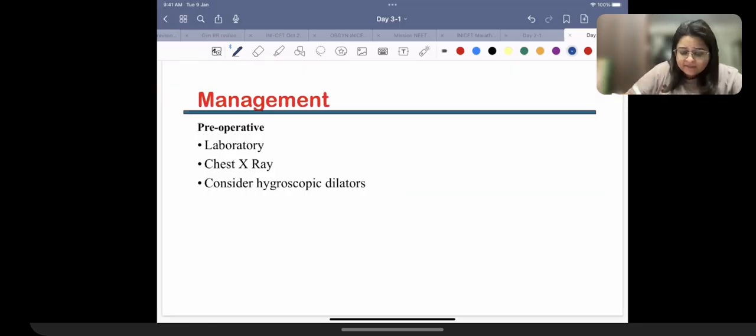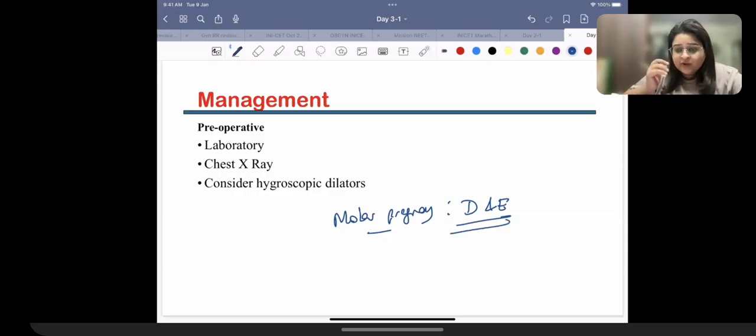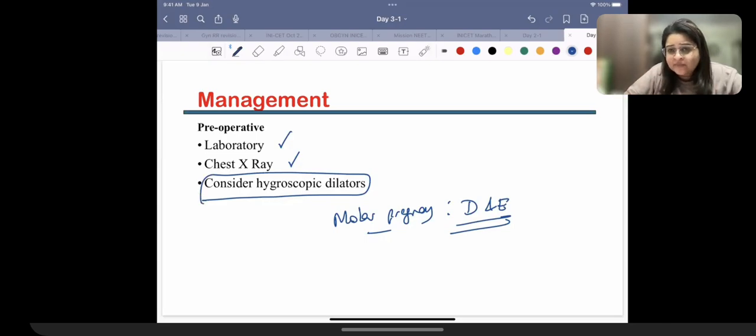In management, what is the management of molar pregnancy? What will you tell me? You will say you will do a dilatation and evacuation. You have to evacuate the uterus. You have to evacuate the contents of the uterus. Okay, pre-operatively, you will have to get lab work done, get a chest x-ray done, and consider dilatation of the cervix prior. This is from Williams.